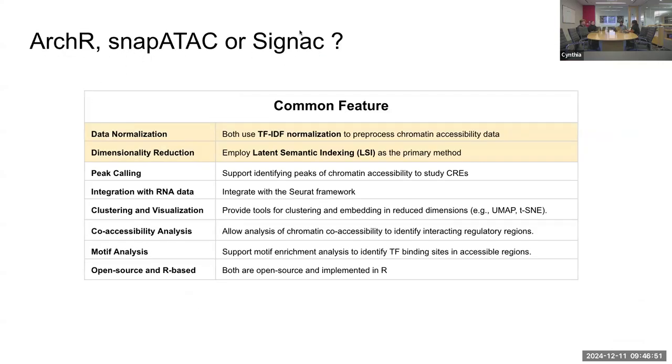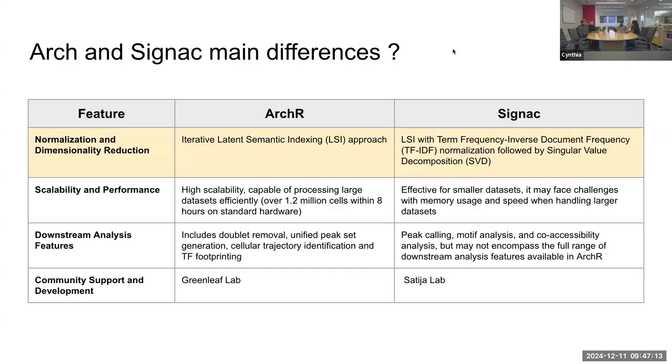Just to say that the three tools that are mostly used for this kind of analysis all incorporate data normalization, dimensionality reduction, peak calling, integration with RNA data, clustering and visualization, and co-accessibility analysis. They also incorporate motif analysis, and they are open source. So the big question for me is when to use ArchR or Signac. For me, this relies on the kind of normalization and the steps you use prior to the clustering identification, because there are different ways to process the information.